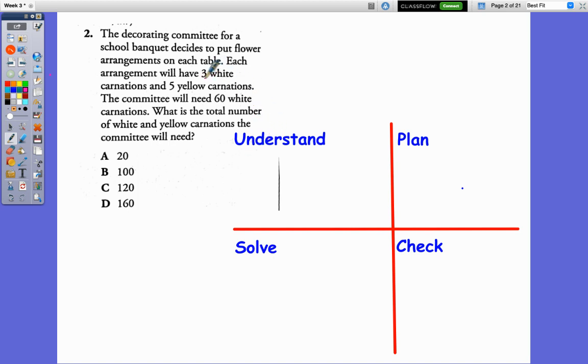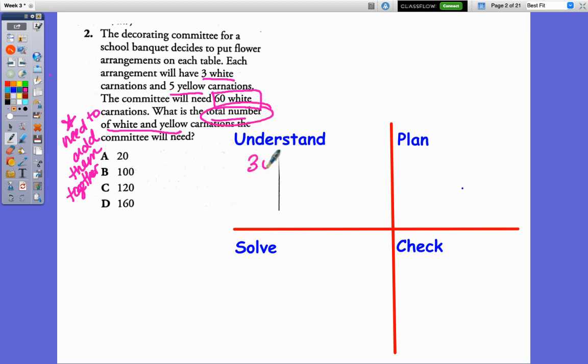So I have 3 white, 5 yellow. I need 60 white. What is the total number of white and yellow? Oh, this is a ding, ding, ding right here. They want white and yellow. So I know I need to add them together. It is important that you notice that while you're reading the problem, because if not, you're going to either give me white or yellow. You're not going to give me total. So total number is that key that's telling me that I'm going to add them together.